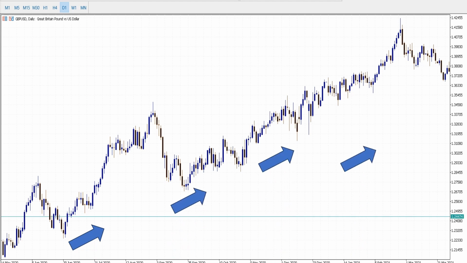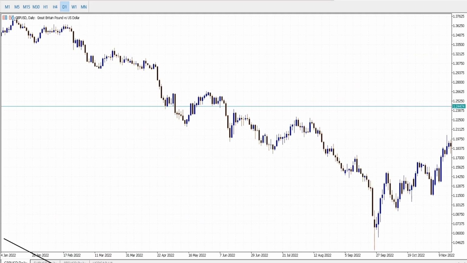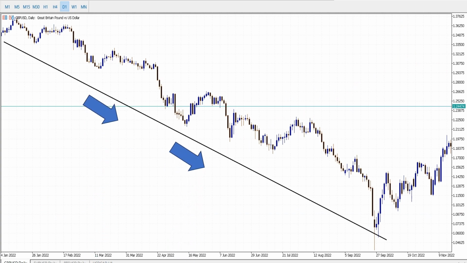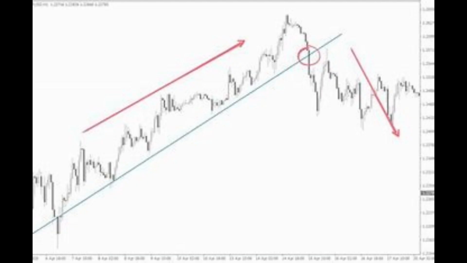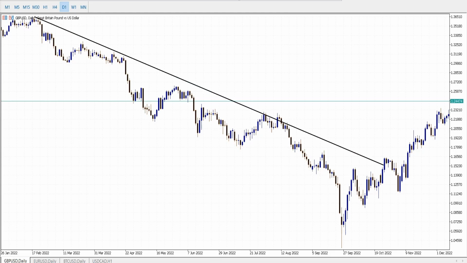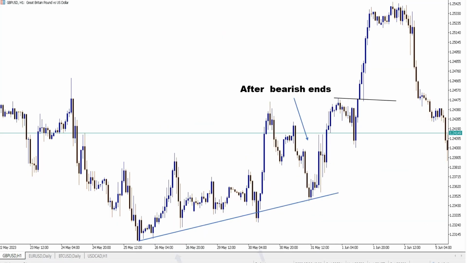It's important to note that trend lines are subjective and can vary depending on the trader's perspective and the time frame analyzed. Different traders may draw trend lines slightly differently based on their interpretation of price action. Therefore, it's crucial to practice and gain experience in drawing trend lines and using them in conjunction with other technical analysis tools to make well-informed trading decisions in the forex market.